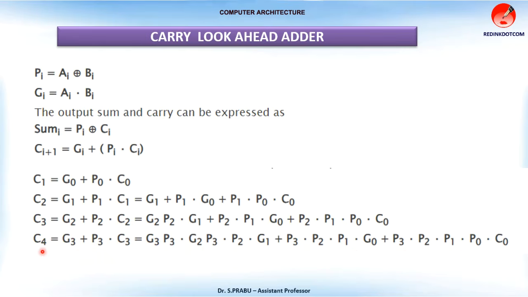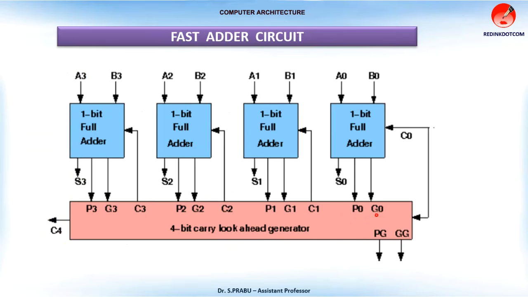The C4 does not depend on C3 or C2 or C1. So these P0, G0, P1, G1, P2, G2, P3, G3 values can be generated in parallel, and we already know the initial C0 value. So from these values, it easily generates the C4 value. That is the final carry value.